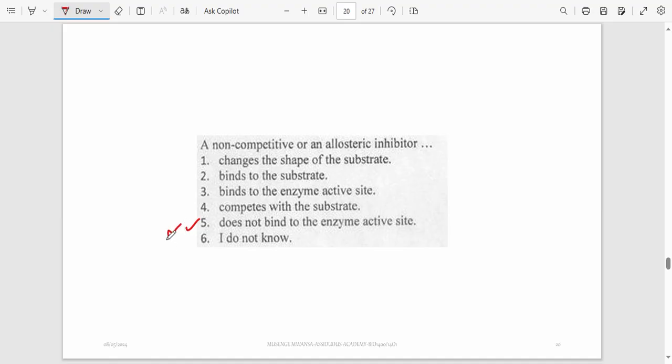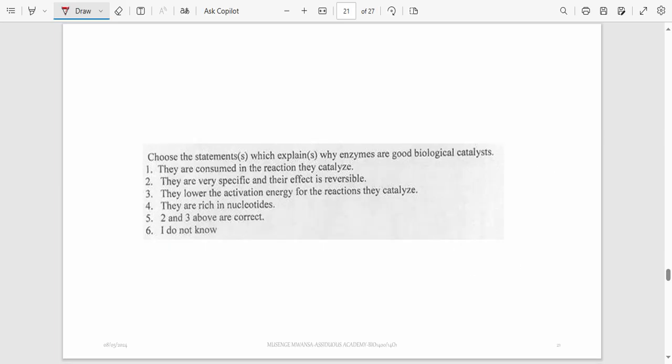Okay, it does not bind to the active site. But I can see the screen. Maybe try to check your bundle. You might be out of bundles. Okay. So the best option is 5. So if it does not bind to the active site, the rest of the enzyme that's not the active site is an allosteric site. Let's look at this one.